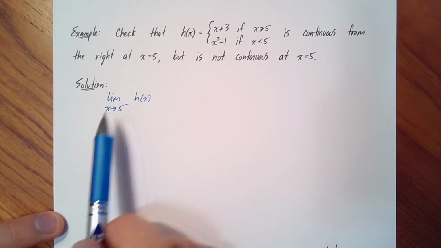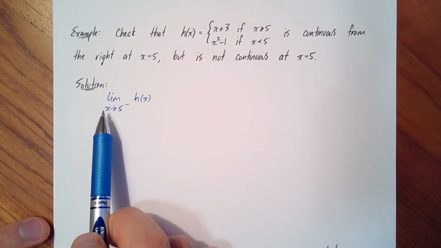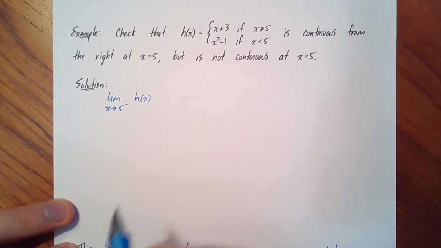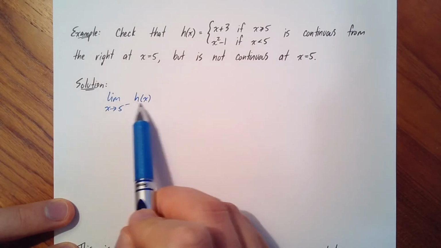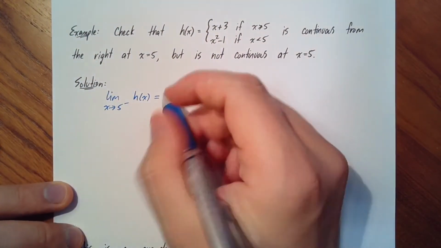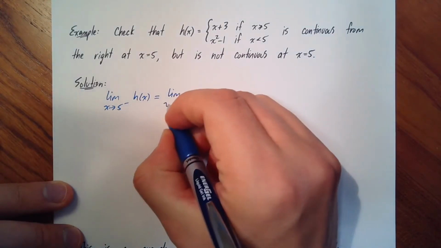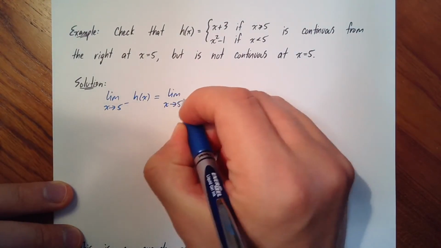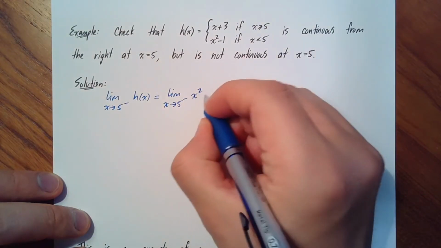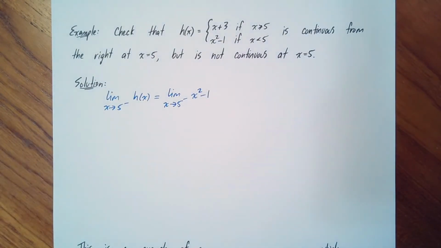So which one is it? And for that, you look down here. Because x is approaching 5 from the left, that means x is smaller than 5, right? So that means for this limit, h of x might as well just be the function x squared minus 1. So that's your first step. Write this as the limit as x approaches 5 from the left. Nothing else will change, but we're going to replace h of x with x squared minus 1.